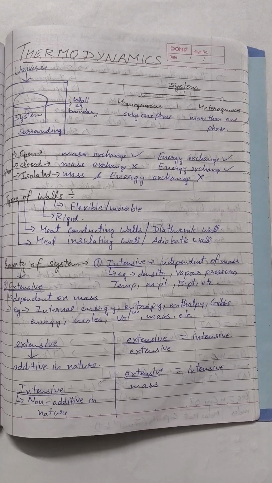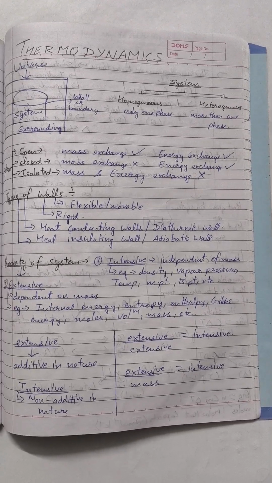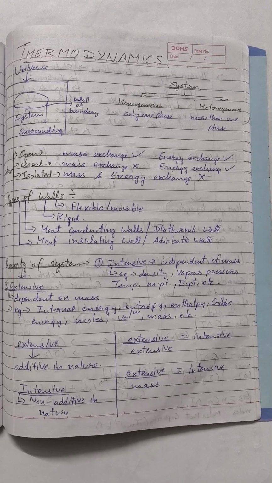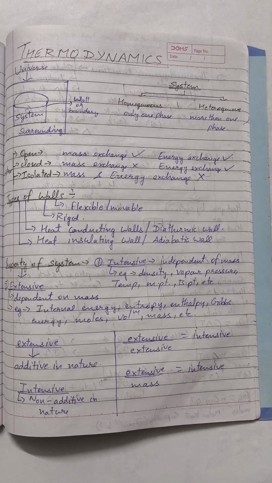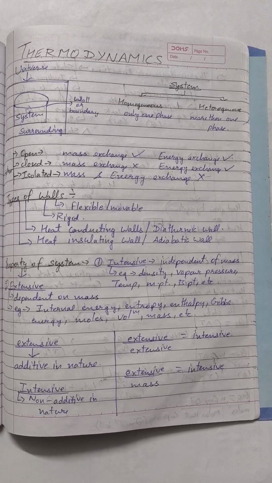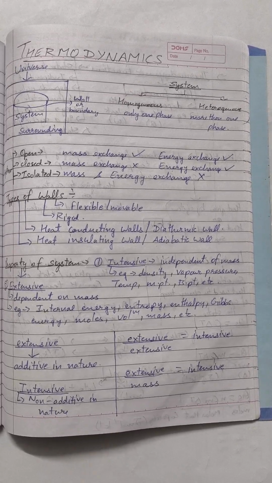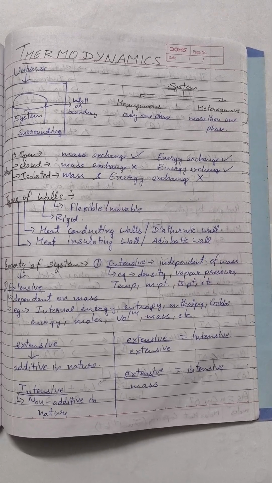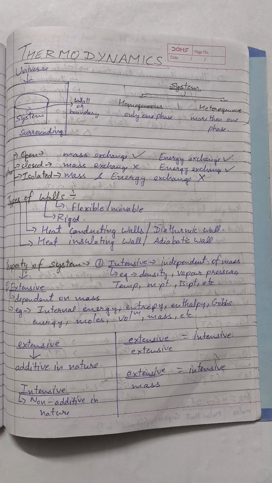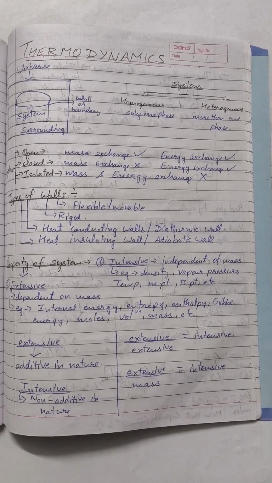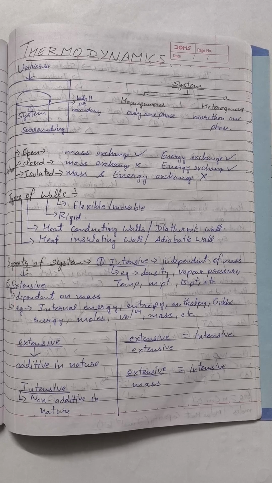Then there are few properties of system. Here we will consider only two properties of system, which are intensive and extensive. Intensive properties of a system are those which are independent of mass, such as density, vapor pressure, temperature, melting point, boiling point, etc. Second are extensive properties which are dependent on mass.